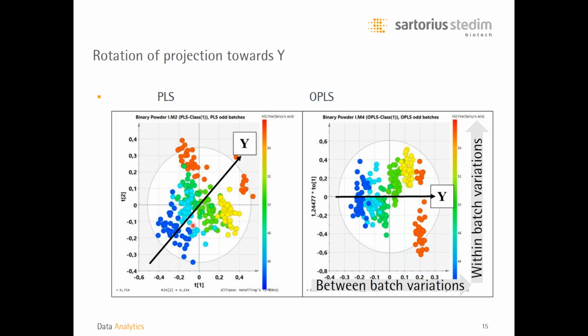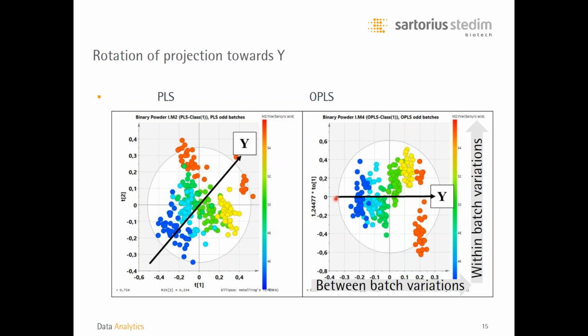model we need 2 components to account for the Y, whereas after using OPLS and the rotation that OPLS will inflict or accomplish on the data, we need only the first component to fully account for the changes between the batches. So this leads to a more crisp understanding of what the different components mean.